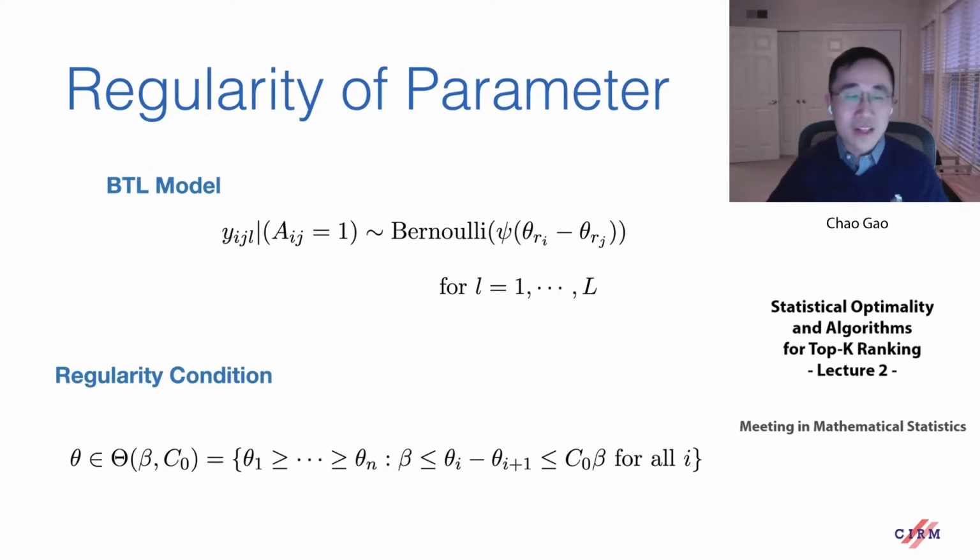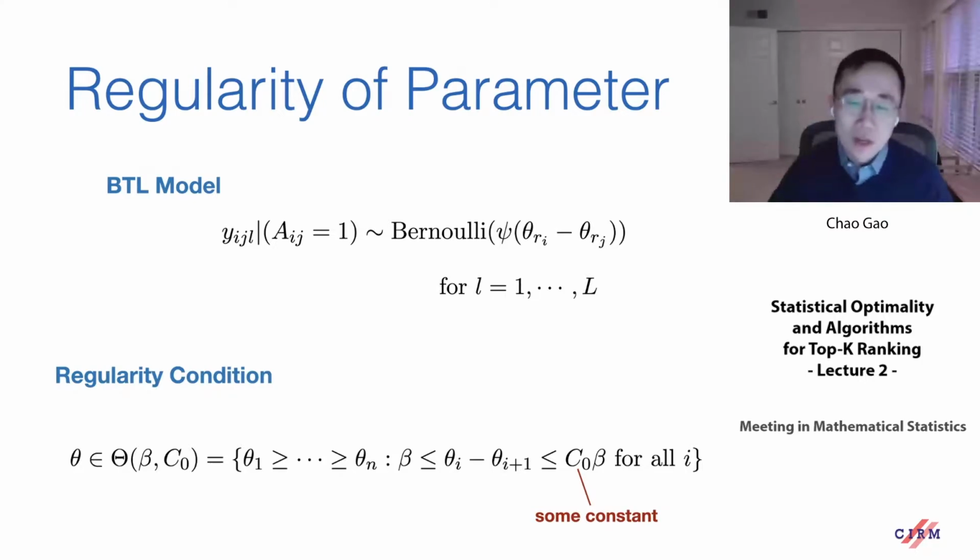This is called the regularity condition of theta. So for all decreasing vectors, we consider theta such that the following condition is satisfied. There is some number beta, which stands for the signal strength of the model, so that beta is the lower bound for each pair theta I minus theta I plus one. And moreover, there is a constant C0 such that C0 beta is an upper bound of the difference, okay?